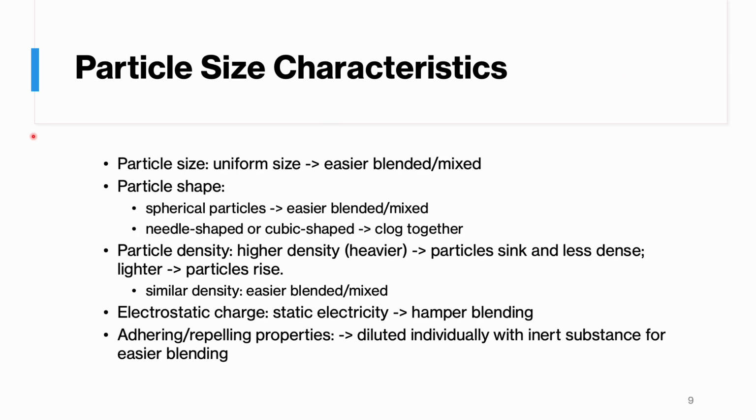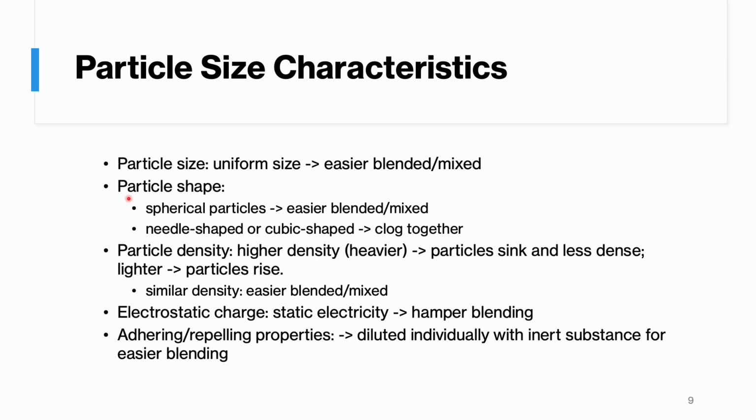In particle size and characteristics, the particle size is important to be in a uniform size because uniformity will help the blending or mixing easier. If the particle size is in different sizes, the blending and mixing will be difficult and can create a lot of junk.